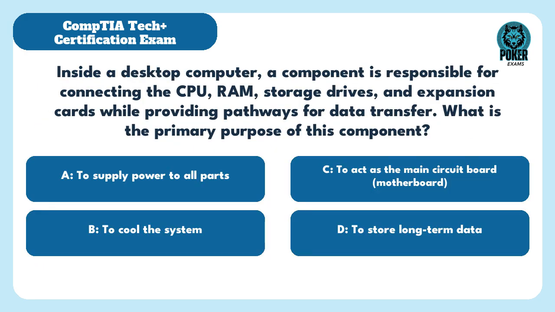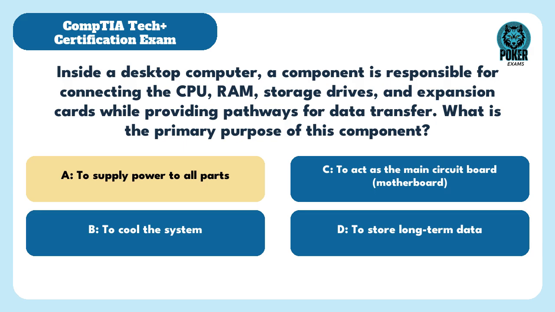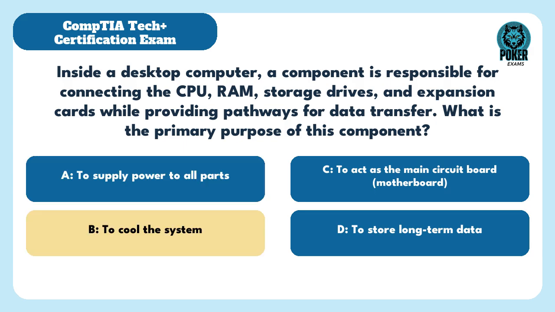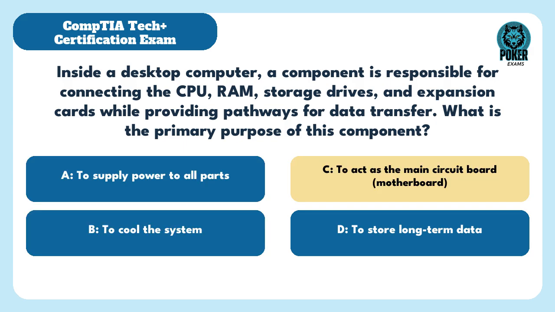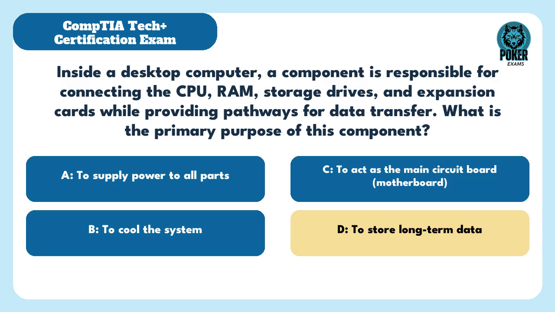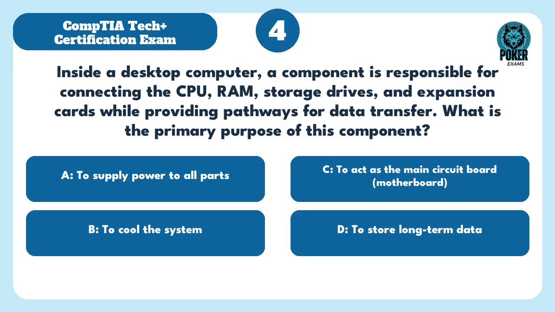Question 6. Inside a desktop computer, a component is responsible for connecting the CPU, RAM, storage drives, and expansion cards while providing pathways for data transfer. What is the primary purpose of this component? Option A, to supply power to all parts. Option B, to cool the system. Option C, to act as the main circuit board, motherboard. Option D, to store long-term data. The correct answer is C.